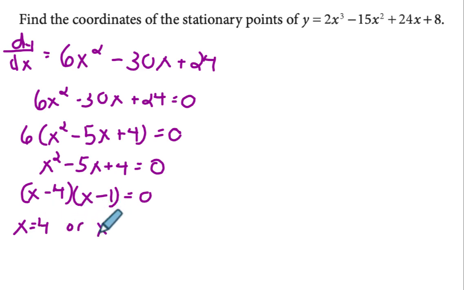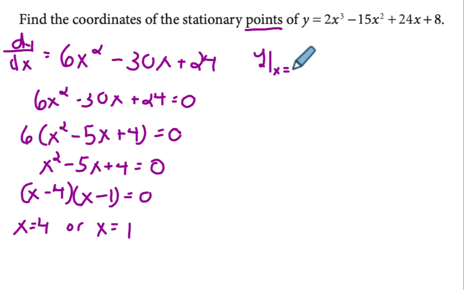So when x is equal to 4 or when x is equal to 1, our derivative is equal to 0. Then I ask myself, when is this derivative undefined? Well, it's a quadratic, which is a parabola, and that exists for all values of x. So it's defined over all real numbers. So I do not have to test for when the derivative does not exist, because it always exists.